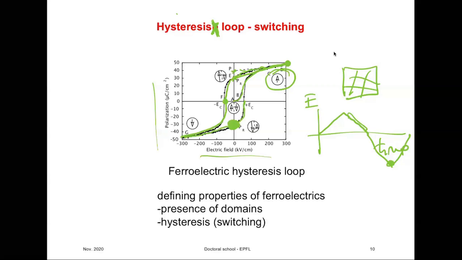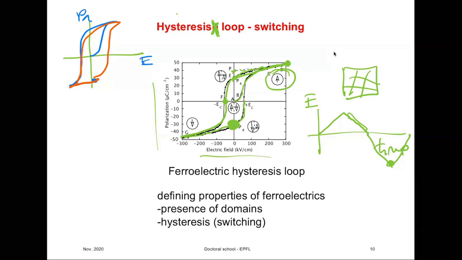So if we had an unpoled ceramic, the polarization as a function of the field over the field cycle would look like this. And then if we apply the field again, we will start with this point, and then we would do that. So from the shape of the hysteresis loop, you can know whether the starting point of your sample was poled or not, and so on.